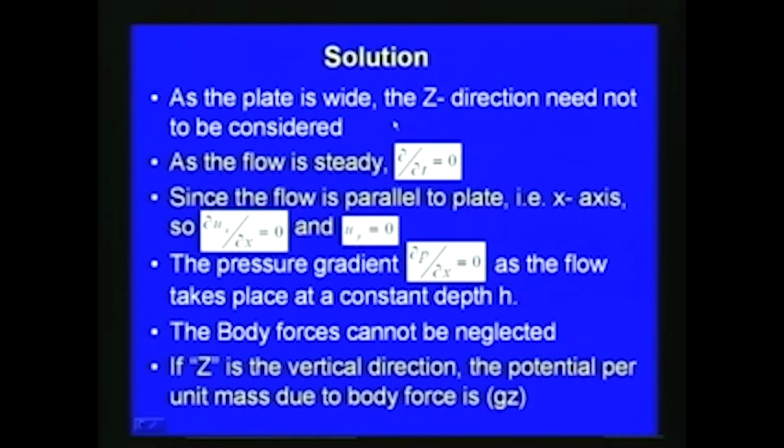So these are the assumptions for the problem. Once the problem statement is known, we try to see what assumptions we can put forward such that we can simplify the governing equations. So for this typical problem we are assuming the flow to be steady, the flow is parallel to the plate, and the pressure gradient del p by del x is equal to 0. So these are the essential assumptions for this problem, so that we can simplify our equation.